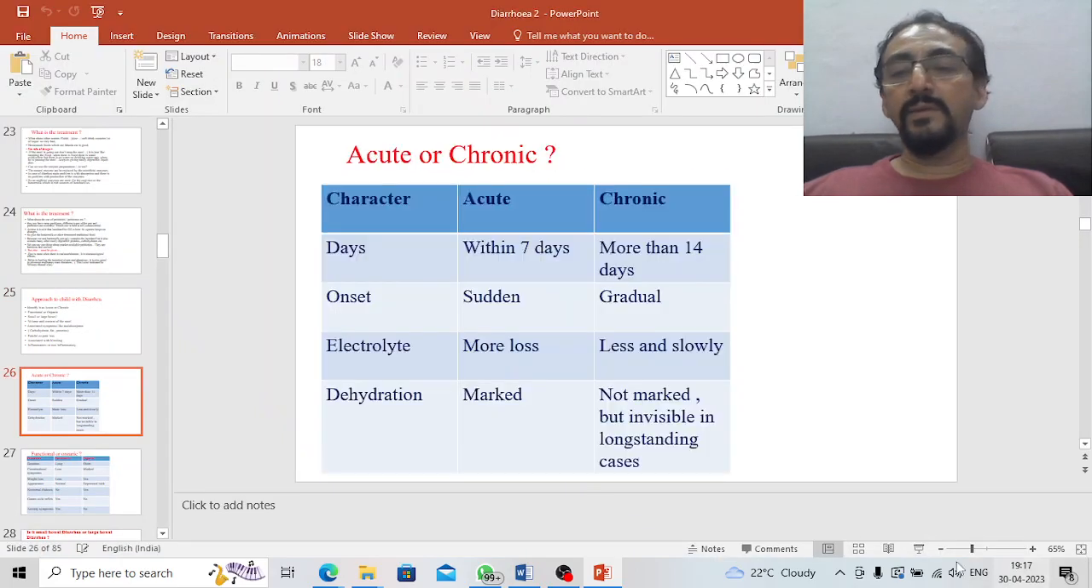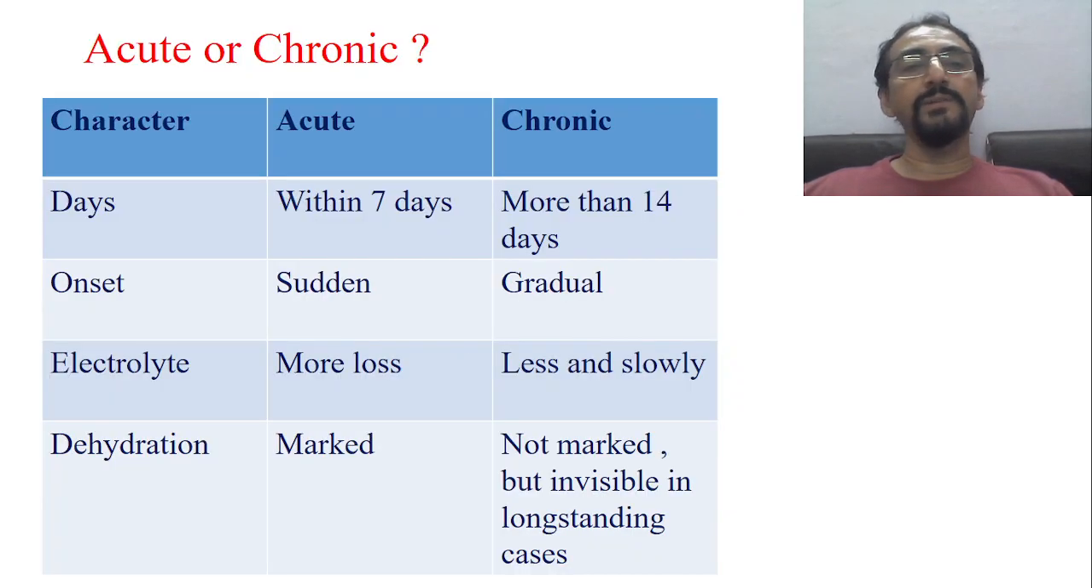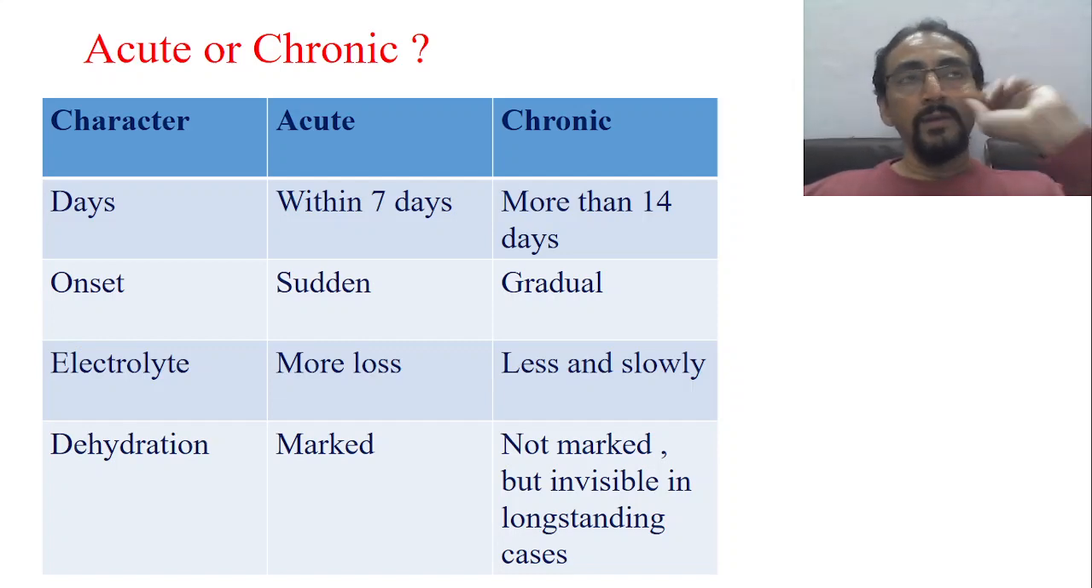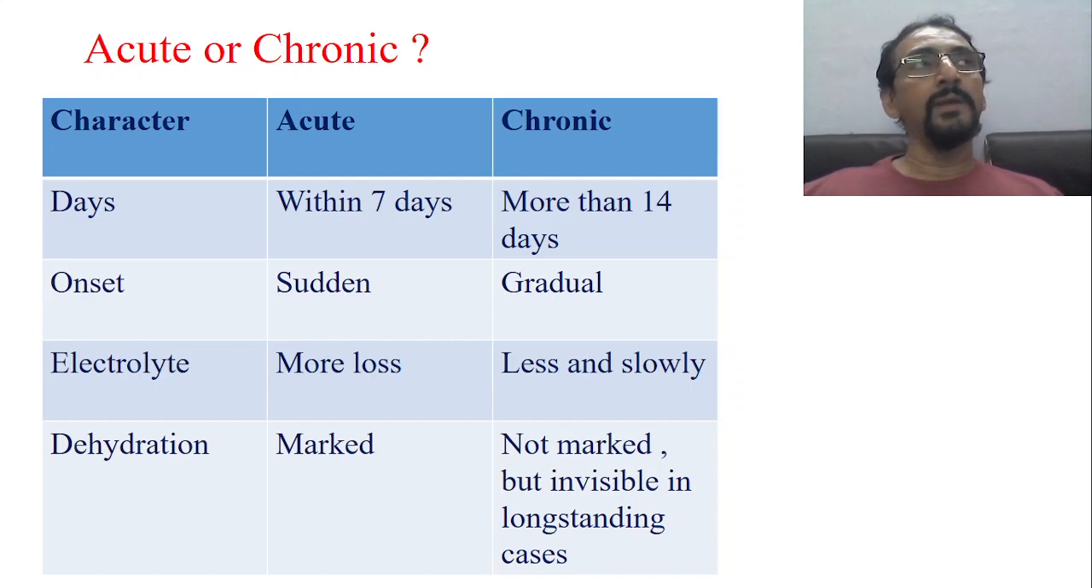Now this is how to differentiate between acute and chronic. Acute means within 7 days, chronic means more than 14 days. In case of acute, the onset is always sudden. In case of chronic, onset is always gradual. In acute, electrolyte loss is more. In chronic, electrolyte loss is very less or very slow.